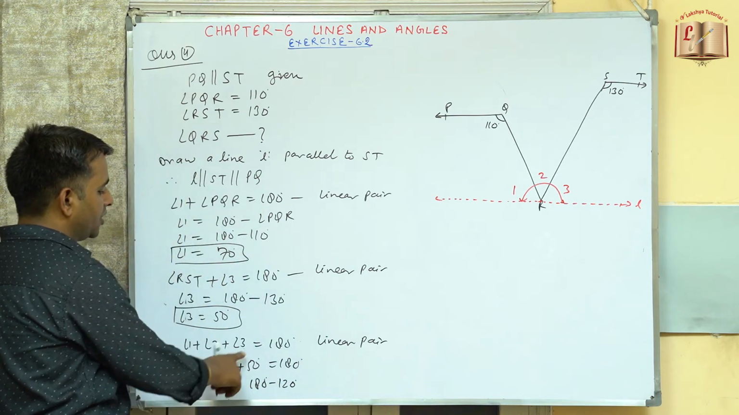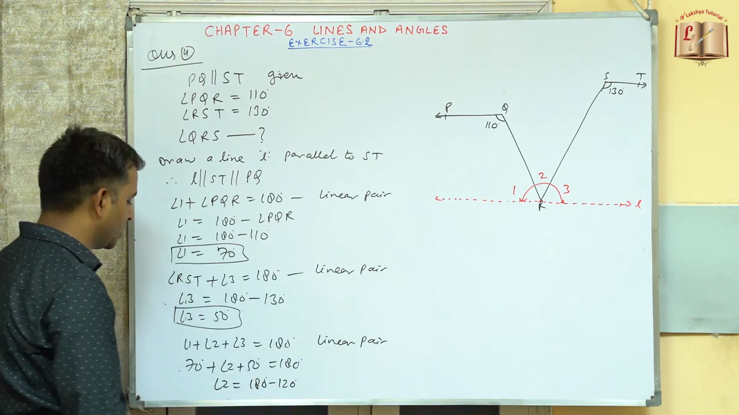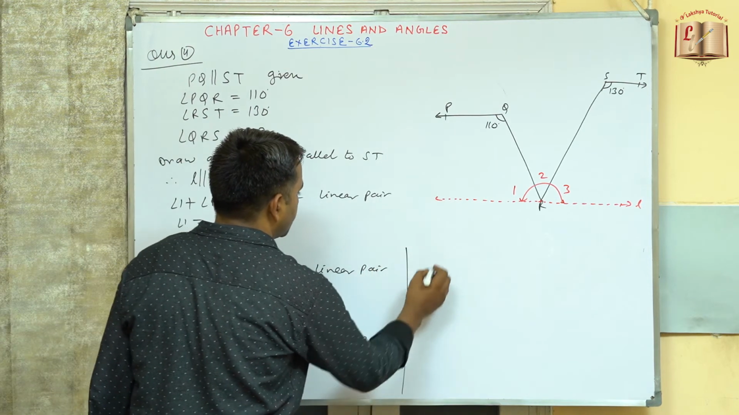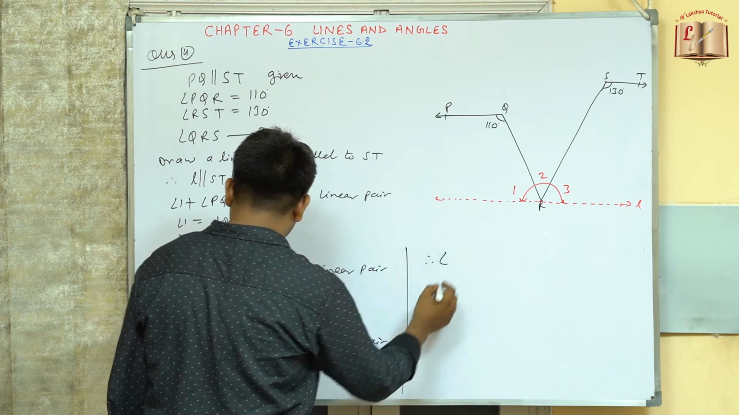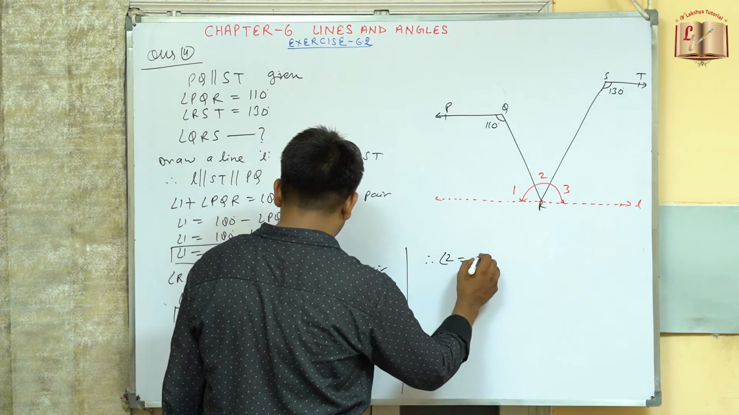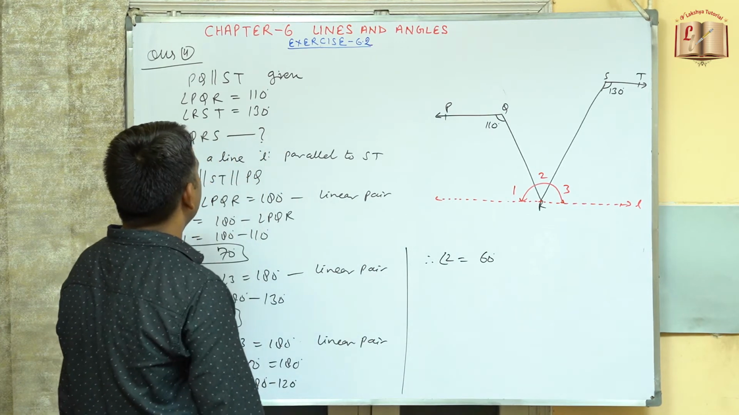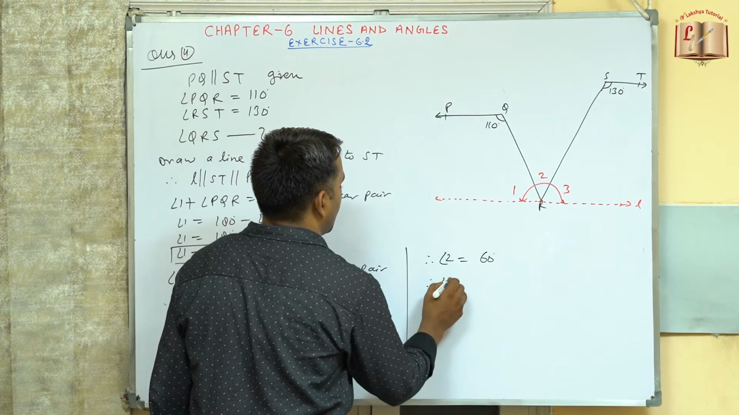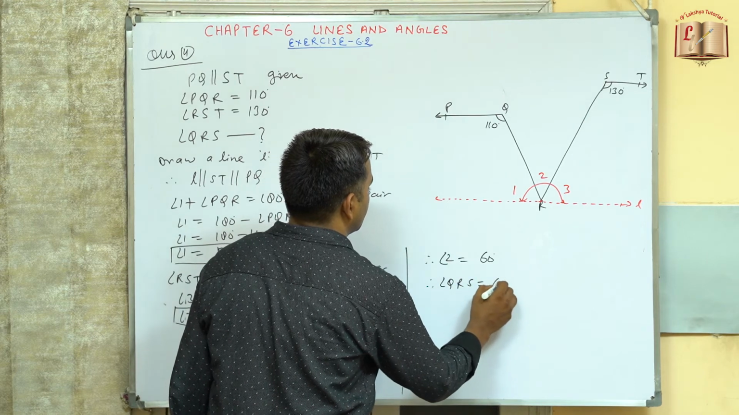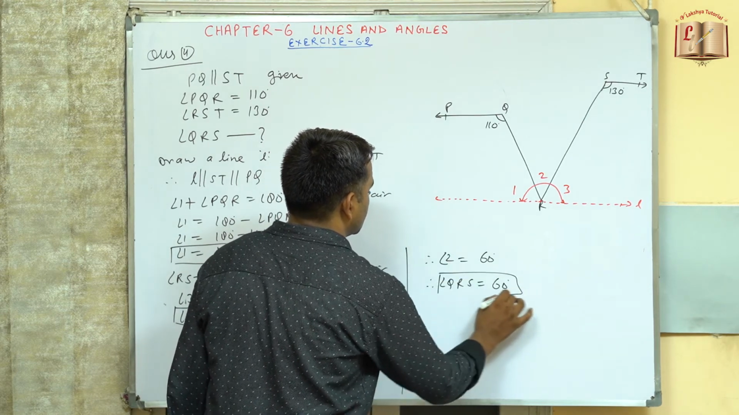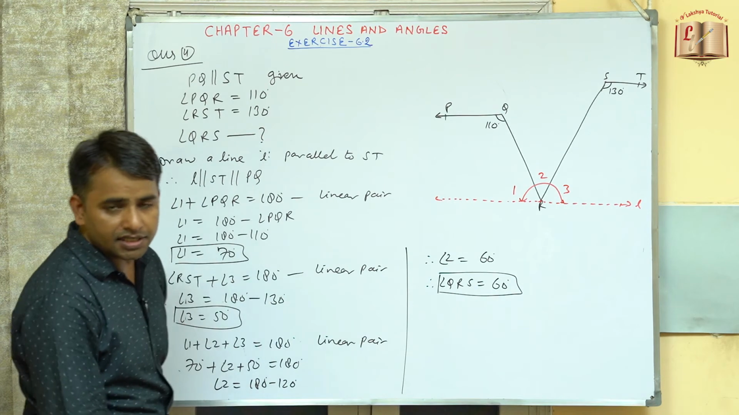70 plus 50 is 120, on the right side we write minus 120. So therefore we got angle 2 is equal to 60 degree. So angle 2 is the same as angle QRS. Therefore angle QRS is equal to 60 degree. So we got angle QRS as 60 degree.